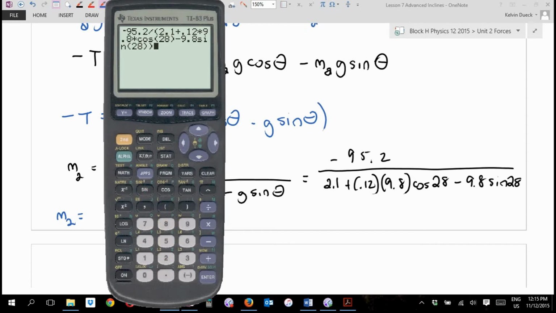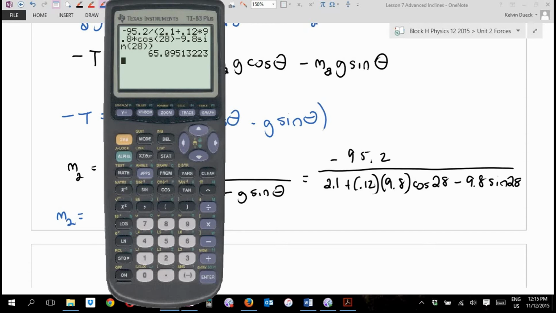Hopefully, I've told you it's worth practicing on your calculator for these more complicated expressions. I'm getting the mass. First of all, I was a little worried with that negative on the top because I know masses are supposed to be positive. Did I get a positive mass? At least it reassures me maybe my physics is right, because the answer is kind of what I hoped.